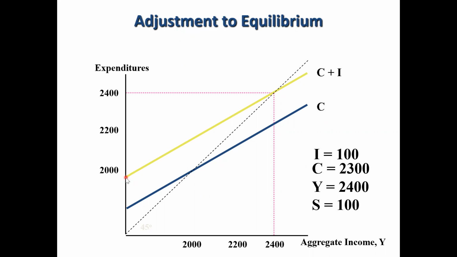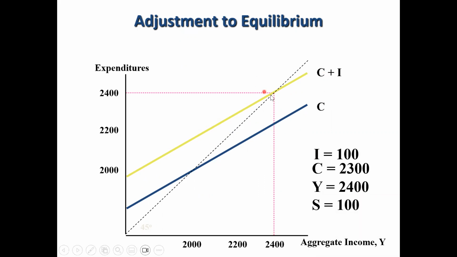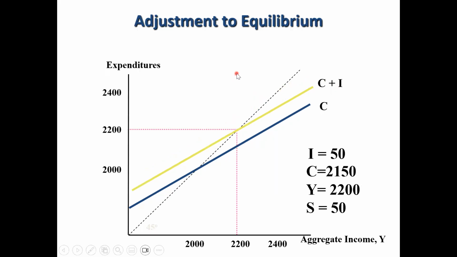So as we see in the next graph, we here have consumption plus investment. Here we have a lesser amount than the last one. In the last one, we have an equilibrium at 2,400 where consumption plus investment is equal to Y. In this part, we have saving equal to investment to get the equilibrium.